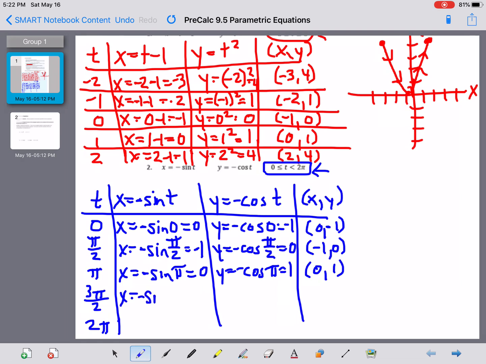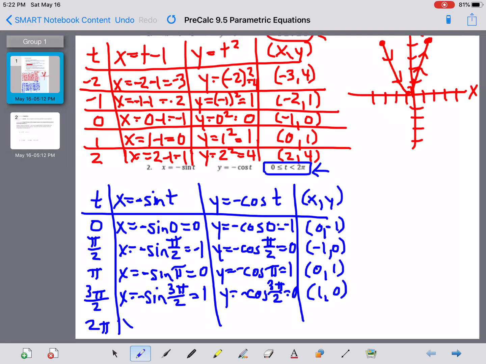Negative sine of 3 pi over 2. Well, the sine of 3 pi over 2 is negative 1, and the negative of it will make it positive 1. Y equals negative cosine of 3 pi over 2. Cosine of 3 pi over 2 is 0, so the negative doesn't matter.